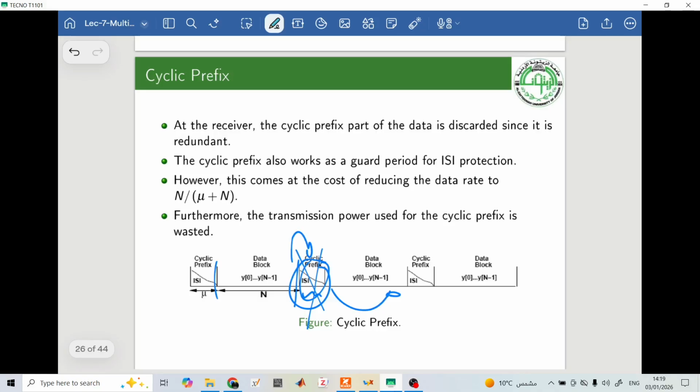So this is the trick here, that we are employing a time guard. This part, the cyclic prefix, is a time guard that we don't care about, so we don't leave it empty. We put redundant data into it to convert the channel from a linear channel to a circular channel, right? So this is the main idea. Of course, here we are not using this part efficiently from the power perspective, but we have to do it in this way.